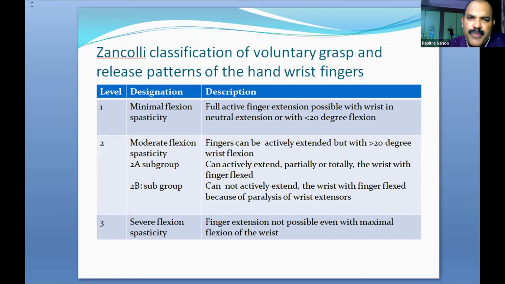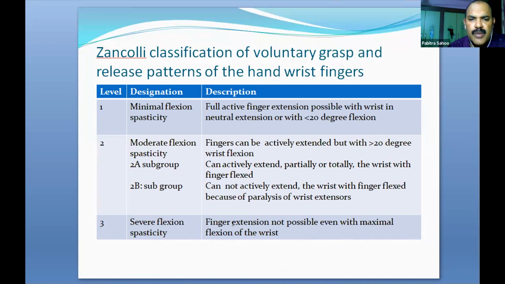Okay, this is again a modification of Zancolli's classification for voluntary grasp and release pattern. This is similar, described in a functional way. Level 1 has minimal flexion spasticity, with full active finger extension possible with the wrist in neutral extension or less than 20 degrees of flexion. The same as classical Zancolli's classification 1. Level 2 is moderate flexion spasticity, where the fingers can be actively extended but with more than 20 degrees of wrist flexion.